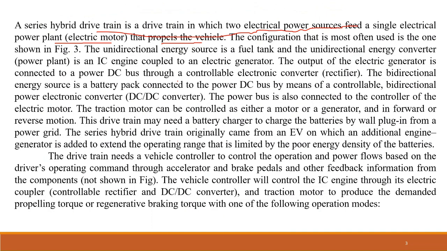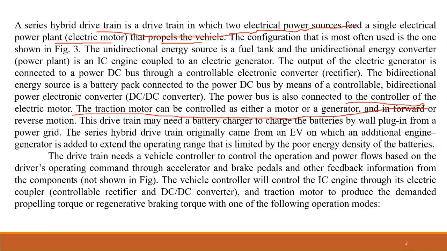Now, the power source 2 or the powertrain 2 is always bidirectional in nature because the traction motor acts as a generator and it recharges the battery through the process of regenerative braking. So that's why the bidirectional power electronic converter is used. The power bus is also connected to the controller of an electric motor, and the traction motor can be controlled either as a motor or a generator and in the forward direction or in the reverse direction for the process of regenerative braking. And also the drivetrain might need an external battery charger to charge the batteries by a wall plug-in from a power grid. So the batteries can get charged externally also.